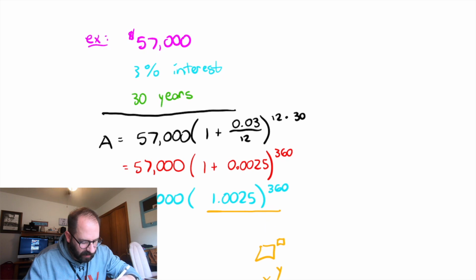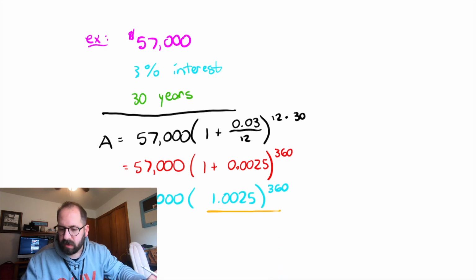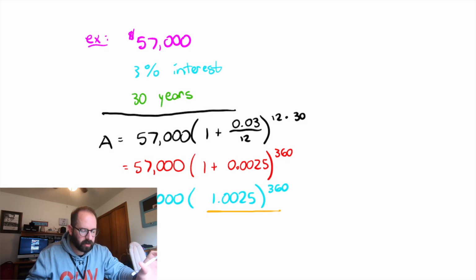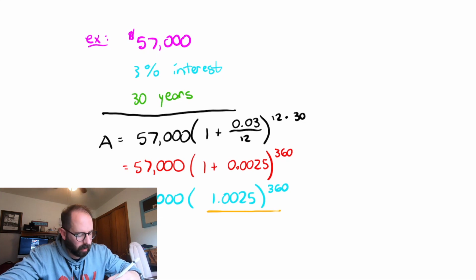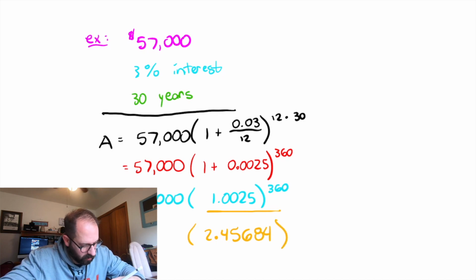Now I'm going to type this in, and everyone in the room, type it in and see if you're getting the same number as me. So 1.0025 to the 360th power, I'm getting 2.45684, and then 2. Is that not what you got? That is not what I got.